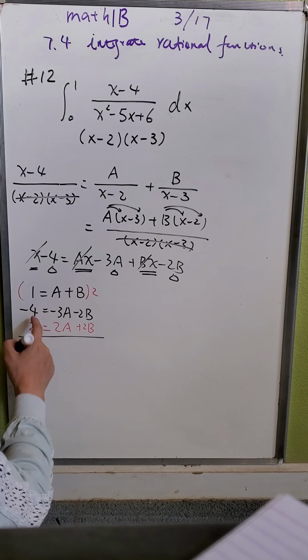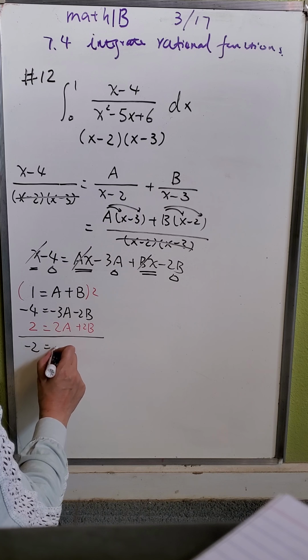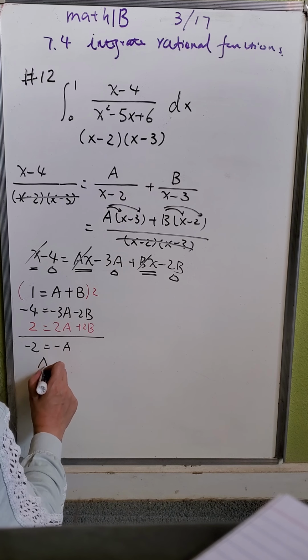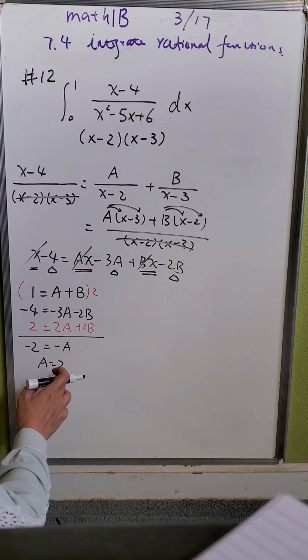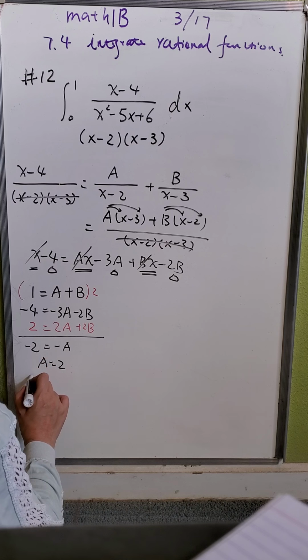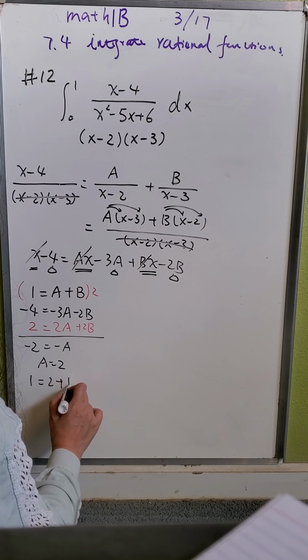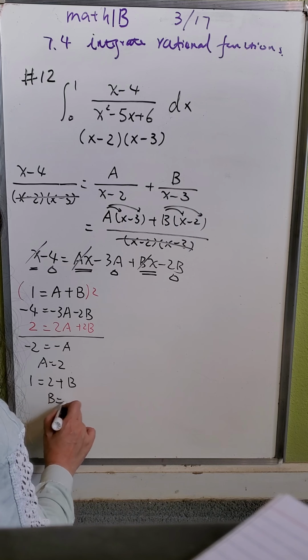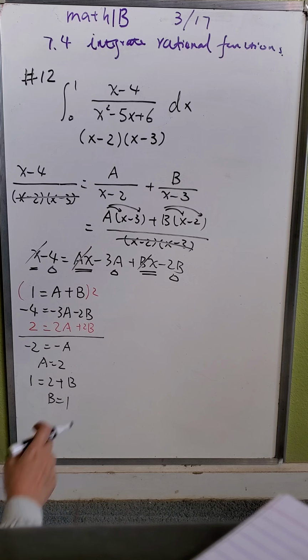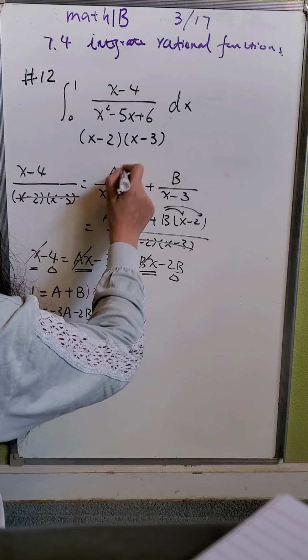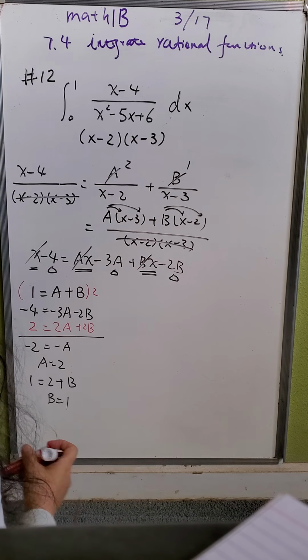Add them together, so that becomes negative 2 equal to negative a. Your a is equal to 2. So that's the first one. Okay, you get a equal to 2. Now you go back to here to get your b. So 1 equal to 2 plus b, so b is equal to 1. And so that means your a is equal to 2 and b is equal to 1. So 2 and 1. Okay?